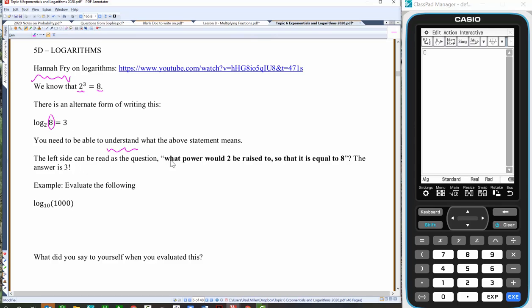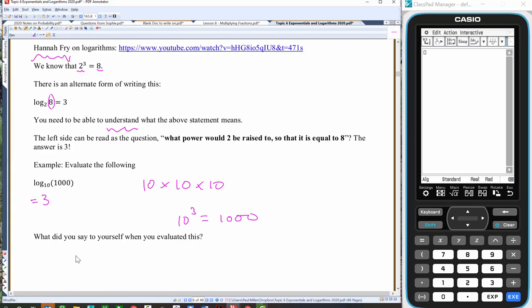So the left side can be read as what power would 2 be raised to so that it is equal to 8? And the answer equals 3. So let's have a think about this one. This one here is a question. So log 10 (1000). That says 10 raised to what number will equal 1000? So 10 to the power of what equals 1000? So 10 times 10 times 10 is equal to 1000. So it would be raised to the power of 3. 10 raised to the power of 3 equals 1000.